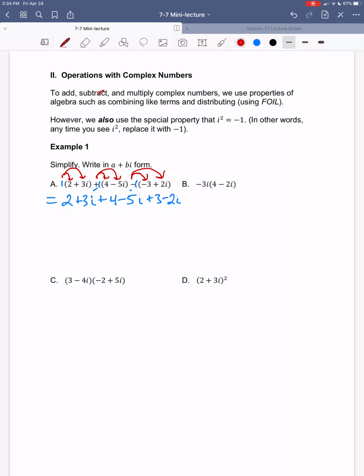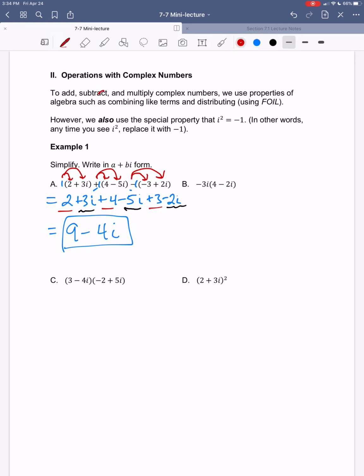And now I need to combine the real parts and the imaginary parts. So the real parts, I get 2 plus 4 is 6. 6 plus 3 is 9. The imaginary parts, +3i minus 5i, so that gives me -2i, and another -2i would be -4i.